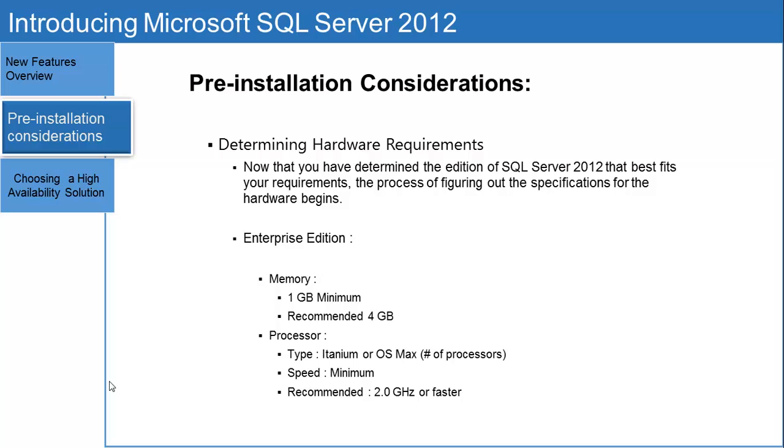Coming to the Enterprise edition requirements, we expect memory should be 1 GB minimum and the recommended will be 4 GB, and the processor type will be Itanium or x64. Processor speed will be minimum and recommended 2.0 gigahertz or faster.